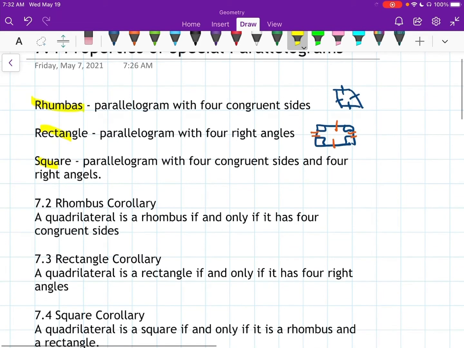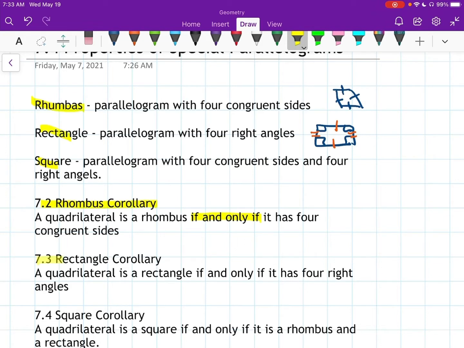All right, next up we have some corollaries. 7.2, the rhombus corollary. A quadrilateral is a rhombus if and only if it has four congruent sides, right? We know that. That's the definition of a rhombus. But it has this word if and only if, which means we could read it backwards and forwards. We talked about that being a biconditional statement. So anytime we have a four-sided figure with four congruent sides, it's going to be a rhombus, right? We could read it backwards and forwards.